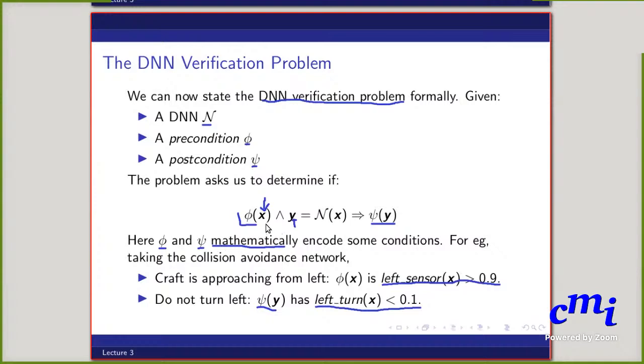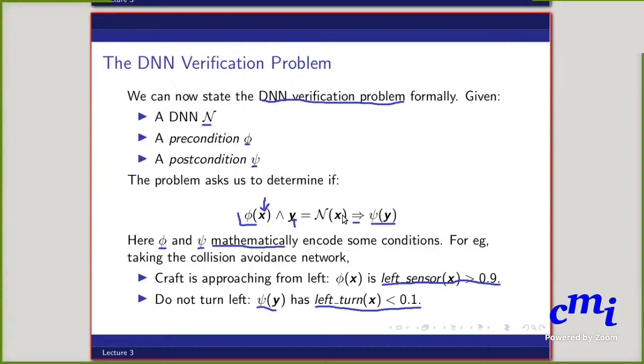And then the DNN verification problem is to develop algorithms that will automatically check whether or not this kind of logical statement holds, whether or not this implication holds. If it does hold, it's going to produce a proof. And if it does not hold, it's going to produce an actual counterexample, right? So this is the problem.